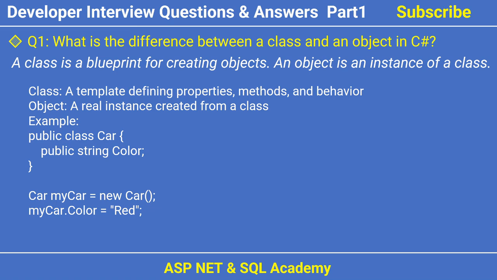A class in C# is like a blueprint. It defines what properties and behaviors an object should have. An object is the actual item created based on that blueprint. Think of a class as the design of a car and the object as the specific car you drive. In our example, car is the class and my car is the object created from that class.